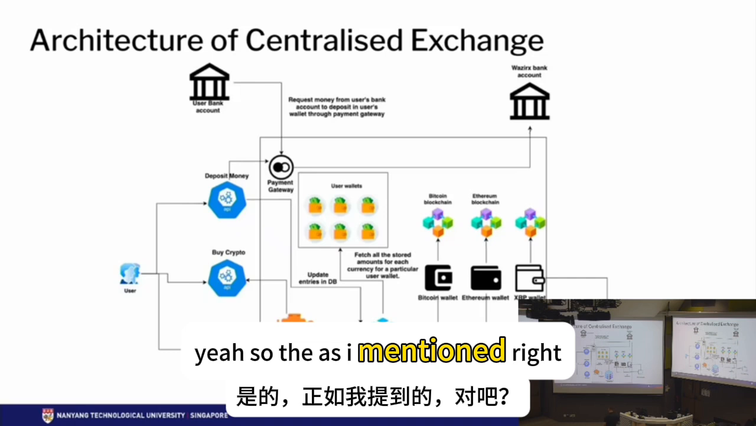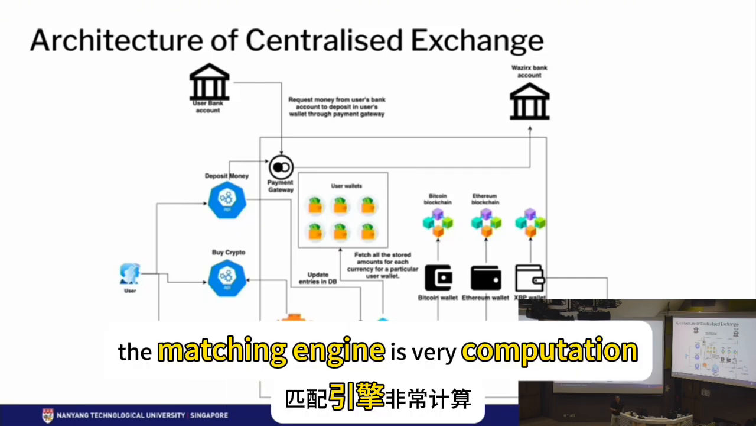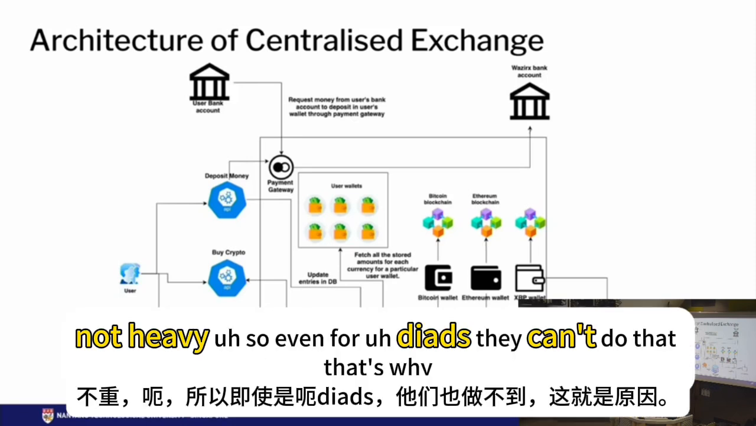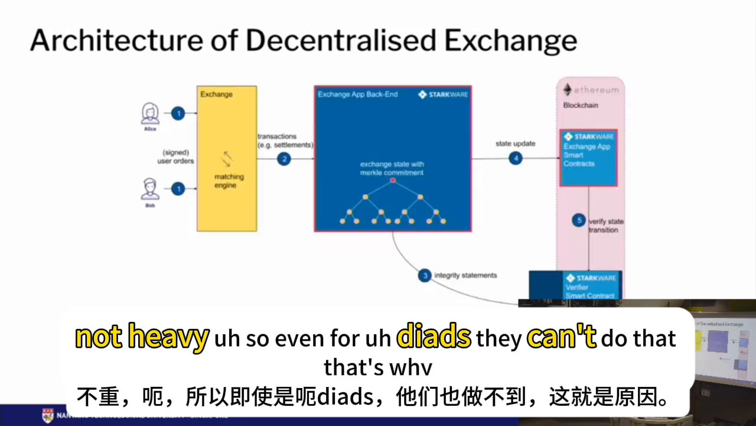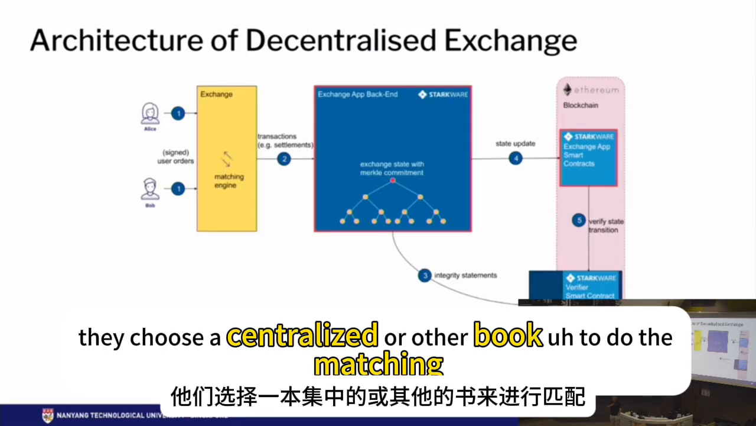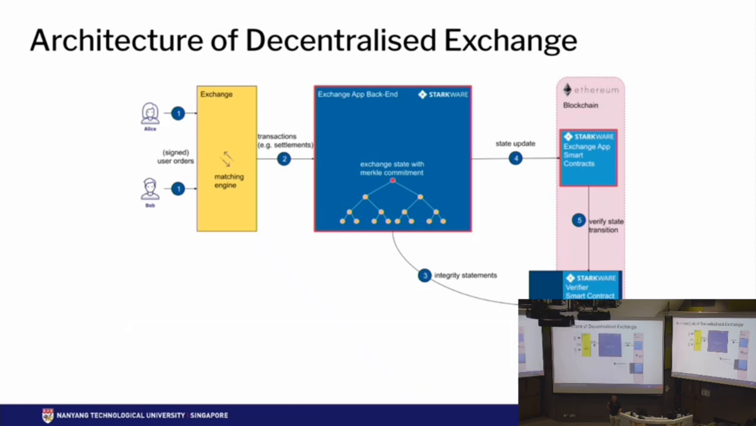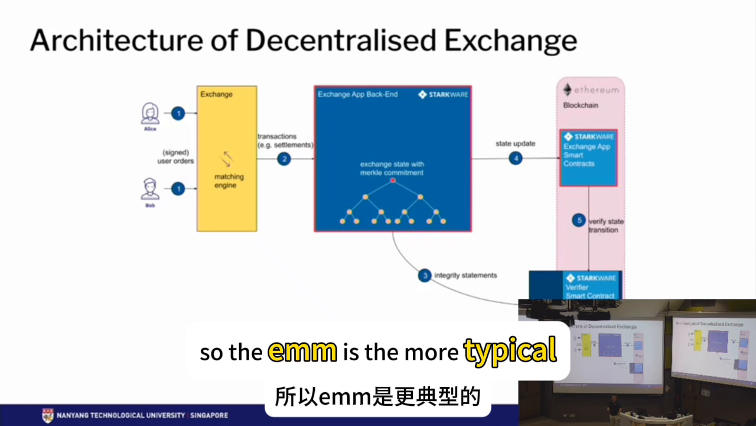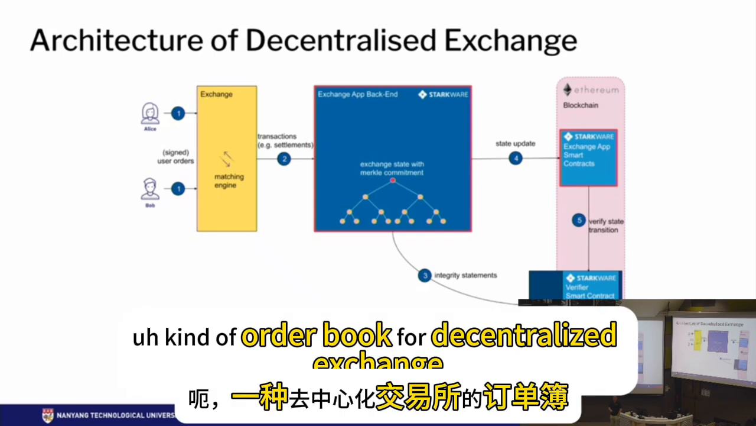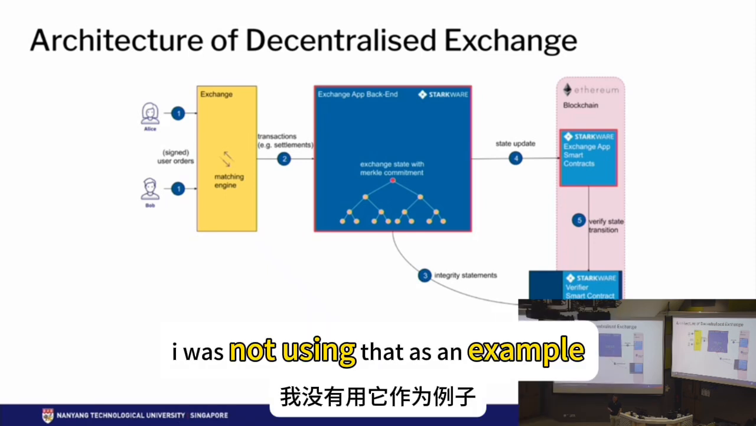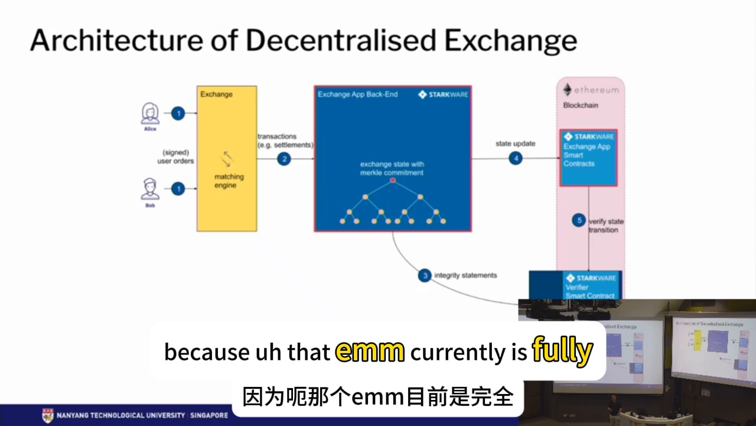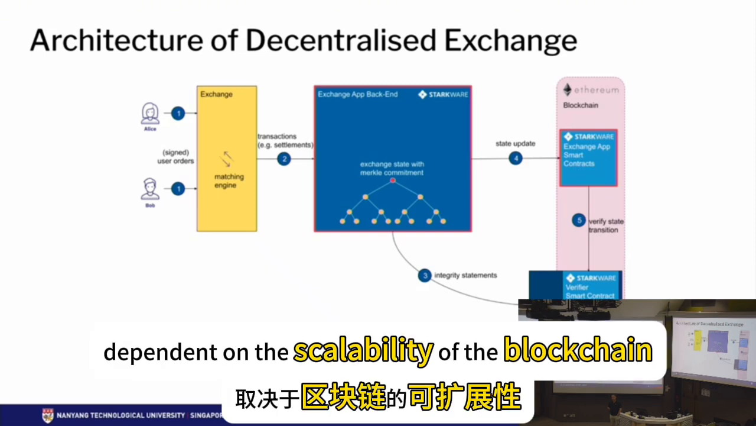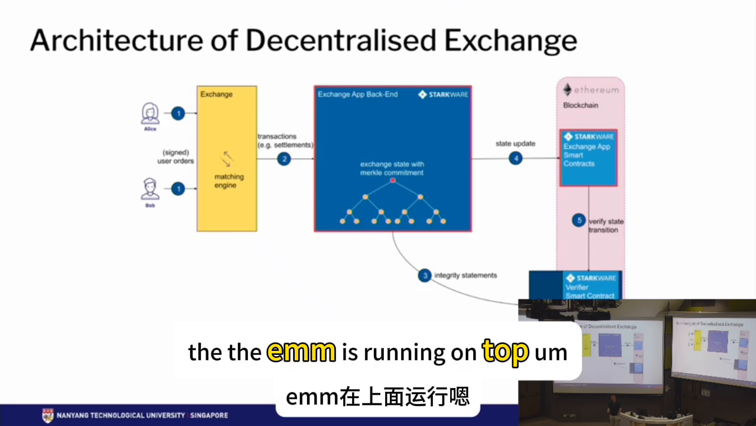So as I mentioned, the matching engine is very computation heavy. So even for dYdX, they can't do that on chain. That's why they choose a centralized order book to do the matching. It's very similar to a centralized exchange. The difference is that the assets are still on chain. But you can go back and study AMM. The AMM is the more typical kind of order book for a decentralized exchange. I was not using that as an example because AMM currently is fully dependent on the scalability of the blockchain. The AMM is running on top.